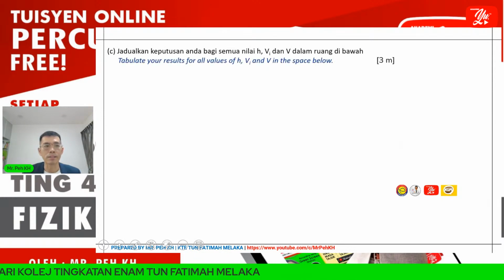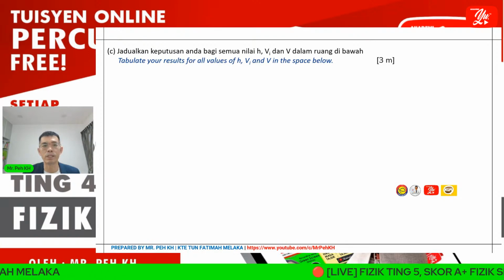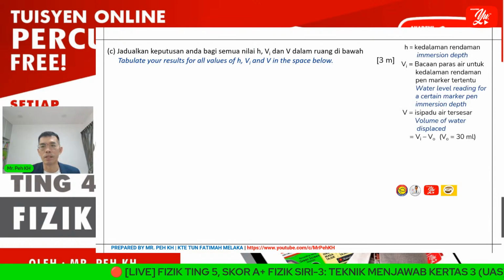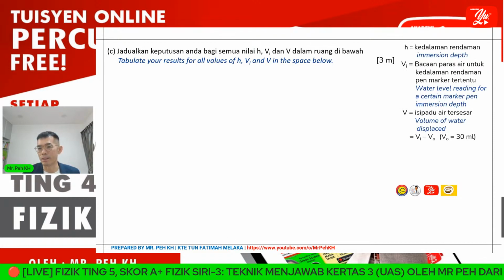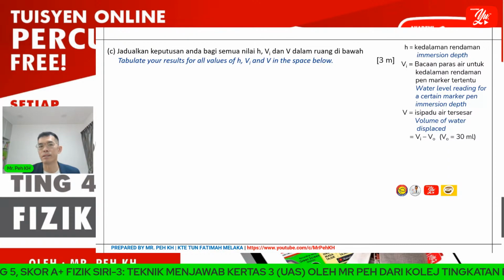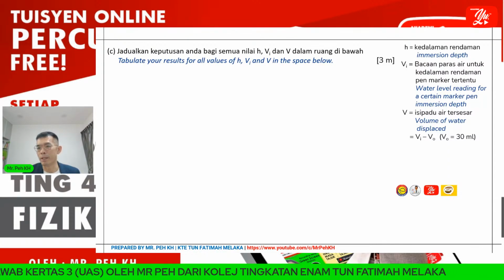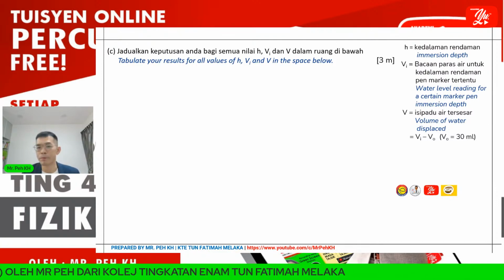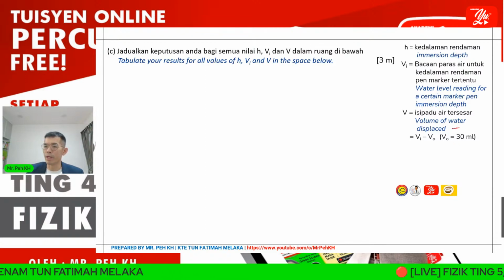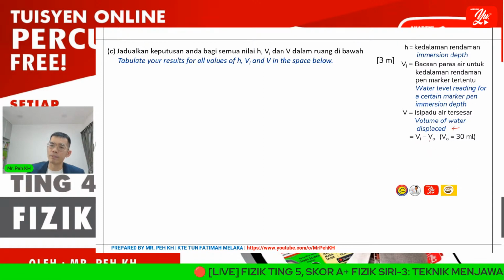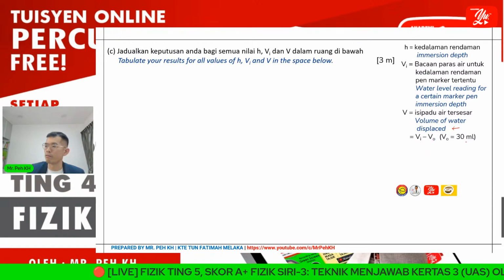Okay, then next here will be the tabulation. So the question asks you to find H, V_i, and V. The H here refers to immersion depth, stated in the question already. So the V_i here is the water level where the marker pen is immersed in water at a certain depth. And then the V here is the volume of water displaced, as settled in the situation already. So here there will be V_i minus V0. V0 will be 30 ml, given by the question.